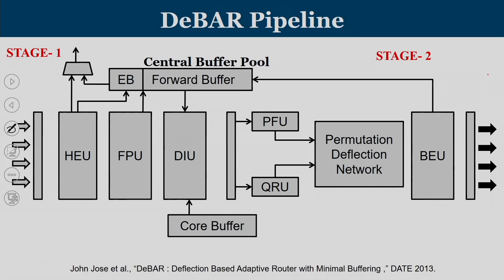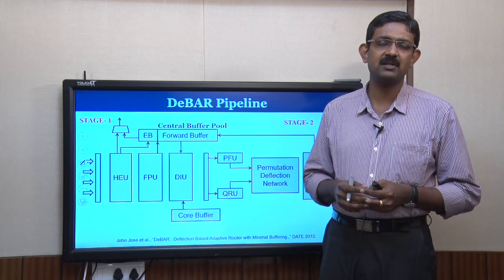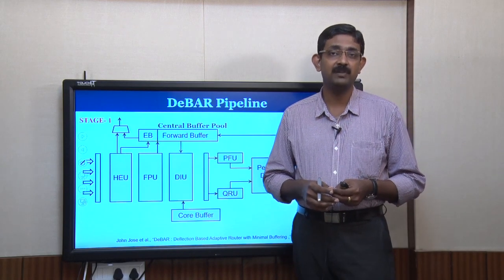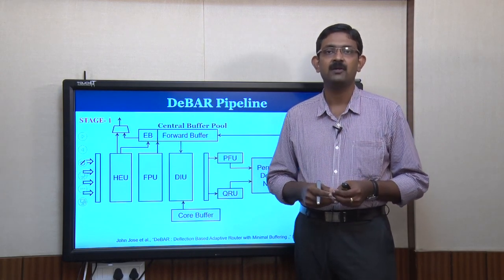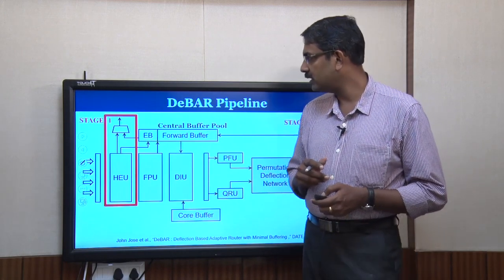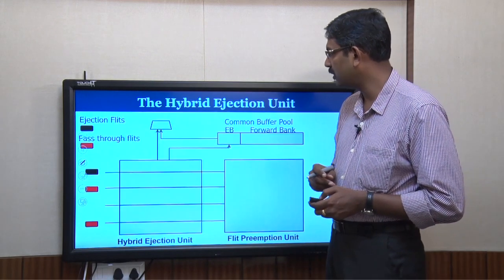This work was published by our research group. It was published in the DEI 2013 conference. Now, we will try to see what the functionalities of this are. One of the main issues with respect to MinBD was that, since it has a dual ejection port, it will take care of multiple flits that are to be ejected. But how often do we get multiple ejections? It was found that roughly only 8% of the cases have multiple flits to be ejected, and that too at high traffic. So, this proposal talks about a hybrid ejection unit.